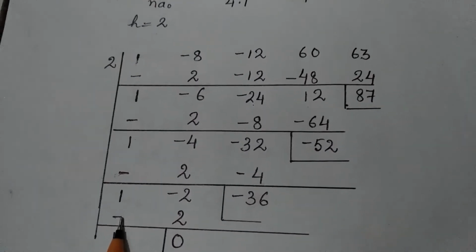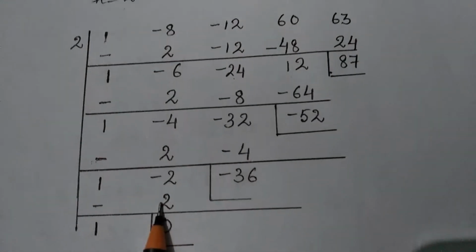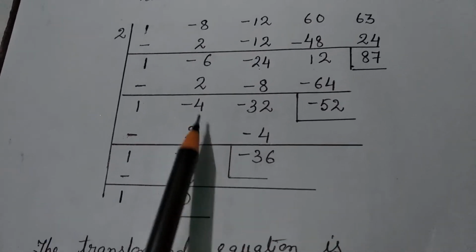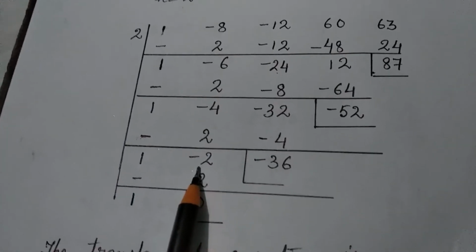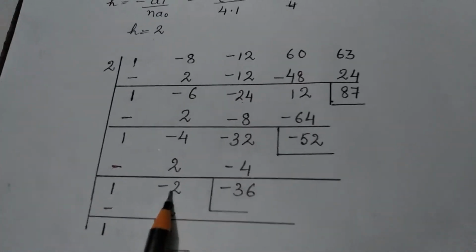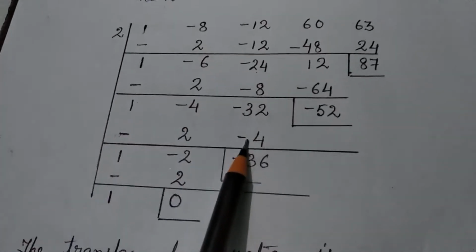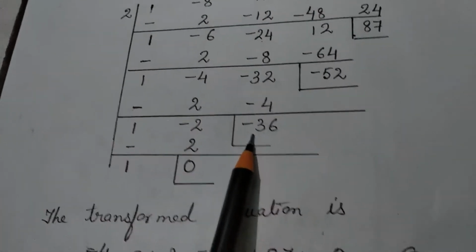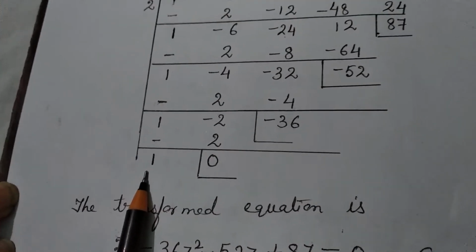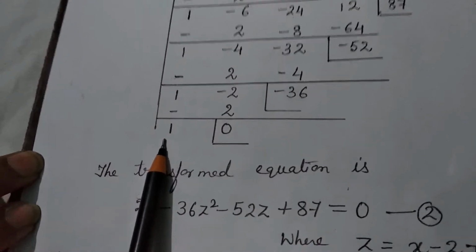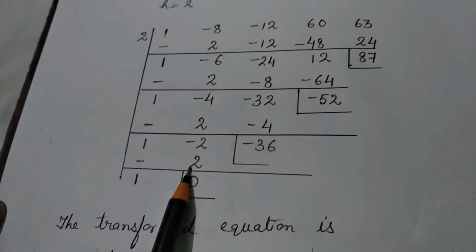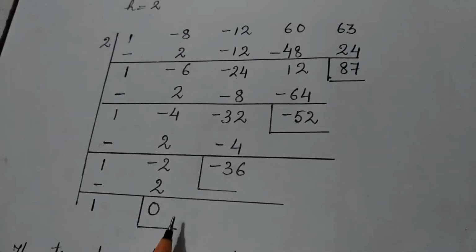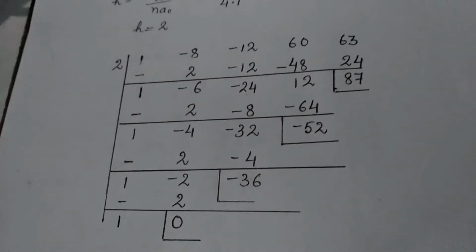1 will remain as it is. 1 into 2 is 2. Minus 4 plus 2 is minus 2. Minus 2 into 2 is minus 4 and on adding these two we'll get minus 36. Again in the next step 1 will remain as it is. 1 into 2 is 2. Minus 2 plus 2 is 0. So the second term is removed here.